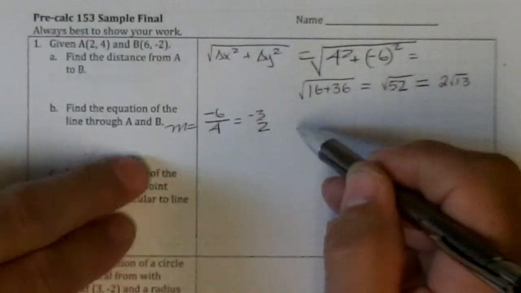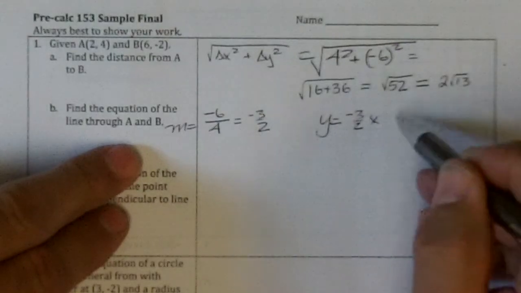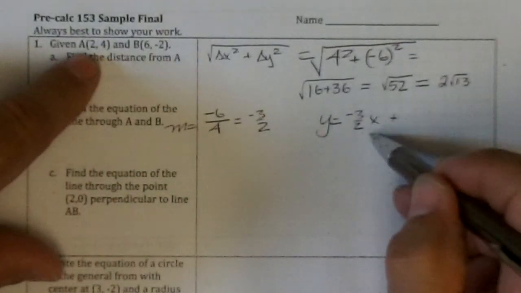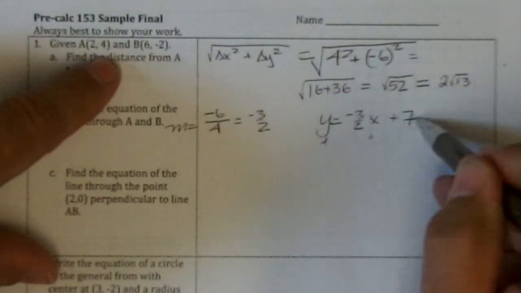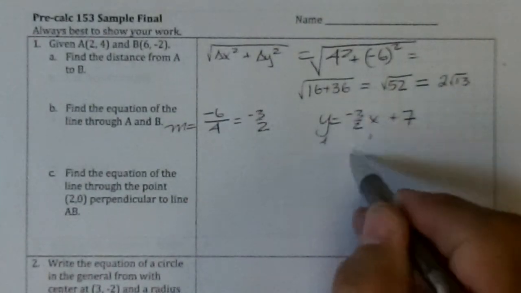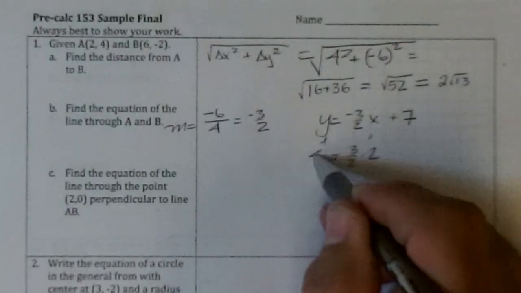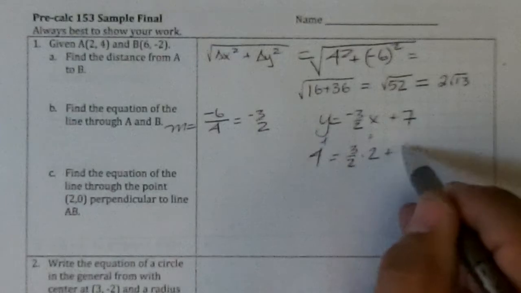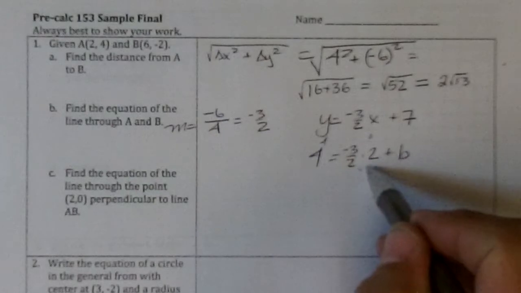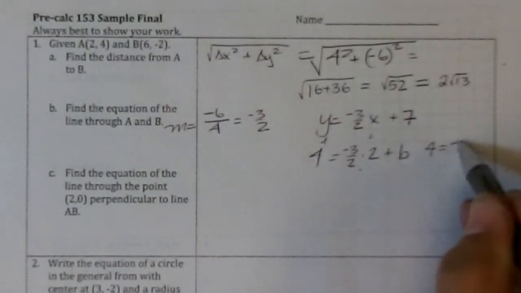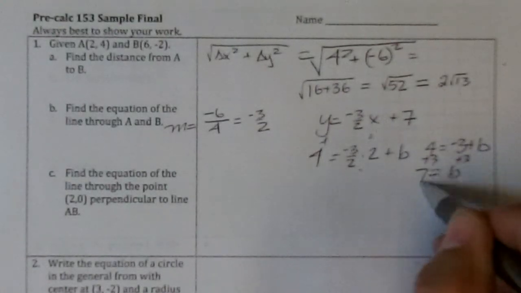And there are lots of different ways to get the equation. I'll just do y equals mx plus b. If I put 2, I get negative 3, but I'm supposed to get 4, so I have to add 7. If I put 2 in there, I get negative 3 halves times 2, and y is supposed to be 4 when I use 2. And that's negative 3, excuse me. So 4 equals negative 3 plus b. Add 3, b equals 7.